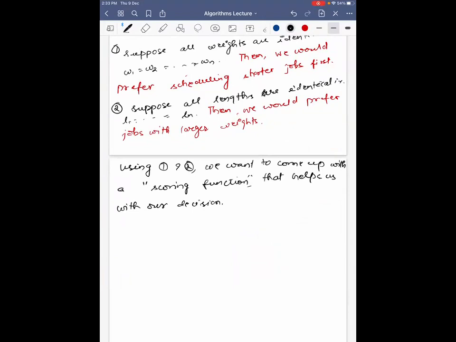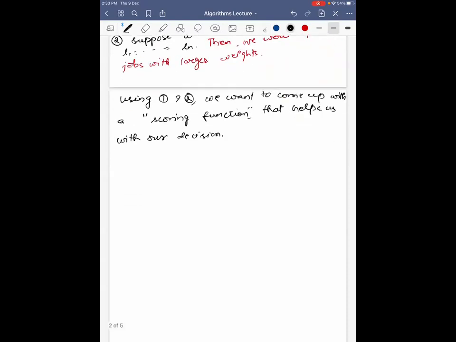So what we want to do is, combining the first two observations, we want to come up with some function which will assign a score to each job. And then using these scores, we should be able to decide in which order we want to execute the jobs. So using 1 and 2, we want to come up with a scoring function that helps with our decision. Till this point, is everything clear to everyone? Yes, sir.